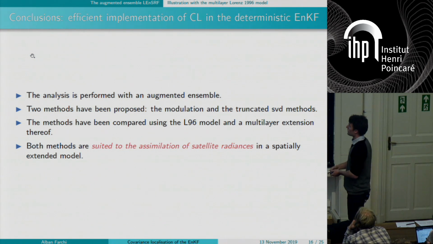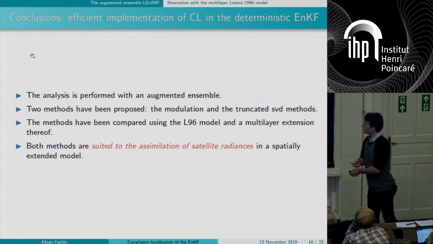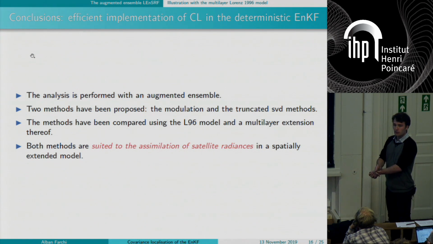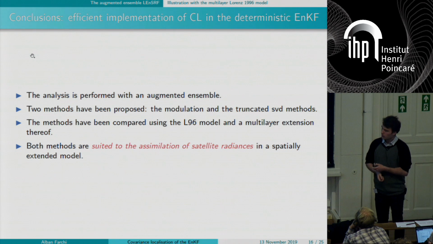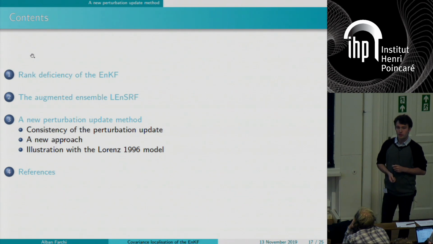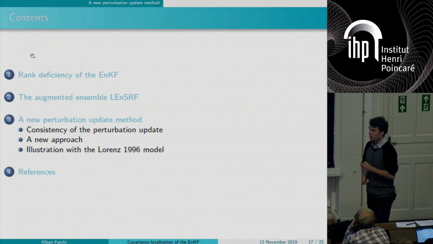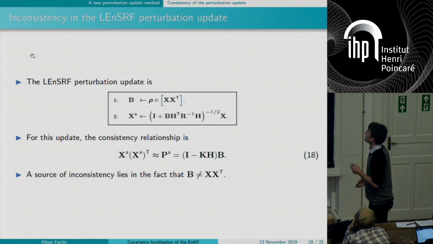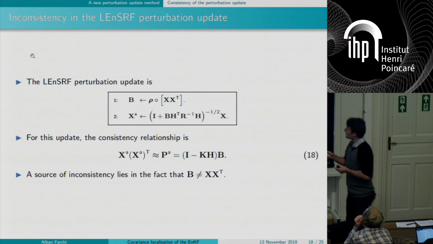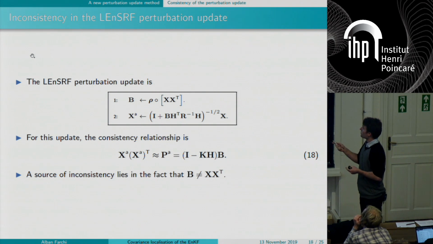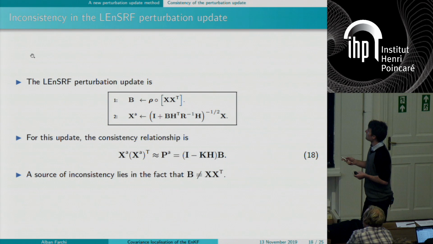And we conclude that both methods are suited to the assimilation of satellite observations in a spatially extended model. And now we arrive at the second topic of my presentation, which is dedicated to the consistency of the perturbation update. So here I recall the perturbation update. First, localize the sample covariance, and then use the B matrix in order to compute and apply the left transform update.